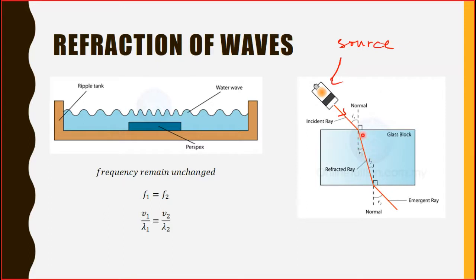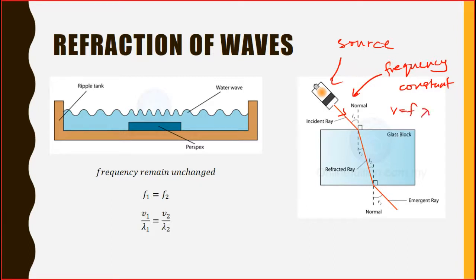So you have this some sort of deflection, and once it goes back from glass block to air, it will have the standard back. It will be refracted back. So what actually happened? The thing that happened is that for this kind of case, the frequency actually remains the same. I might want to put it down. Frequency remains the same. Frequency constant.